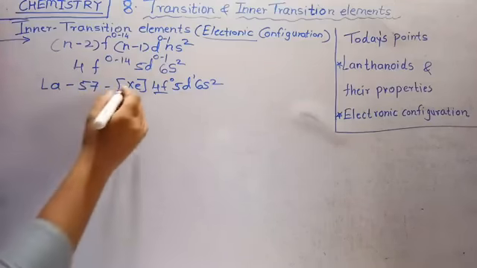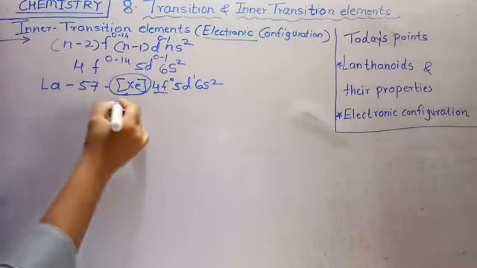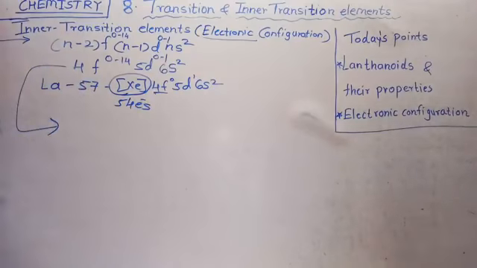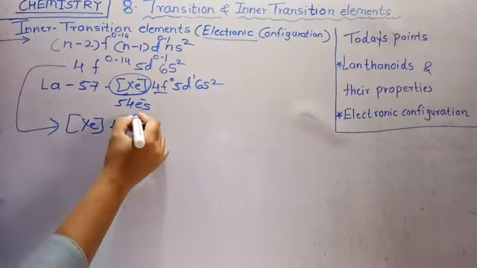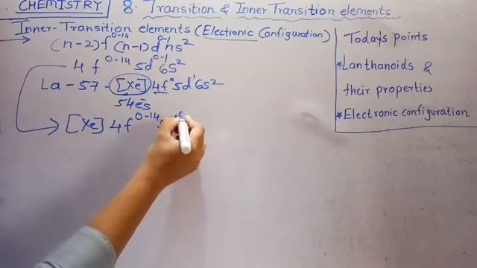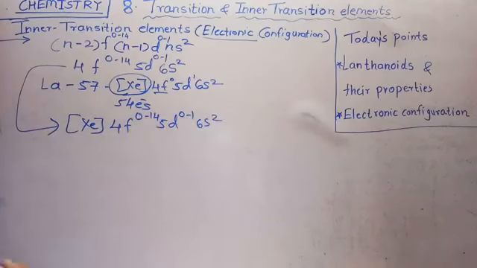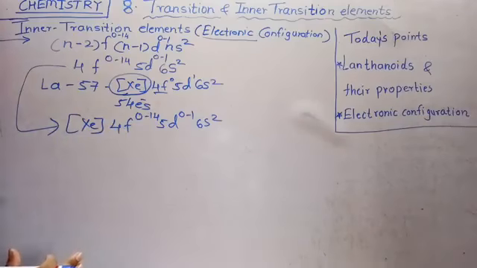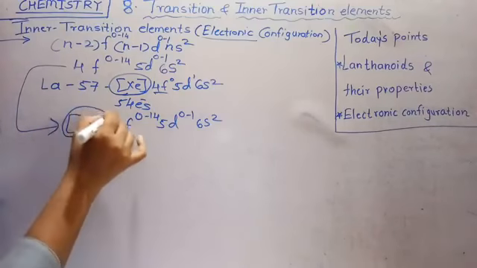Right? Then see, lanthanum contains the xenon core of 54 electrons. That means lanthanoids also contain the xenon core. So their general electronic configuration, you write xenon 4f 0 to 14, 5d 0 to 1, 6s2. There is the filling of electrons in 4f 0 to 14 for all lanthanoids, and the starting element is lanthanum. And xenon contains a total of 54 electrons.